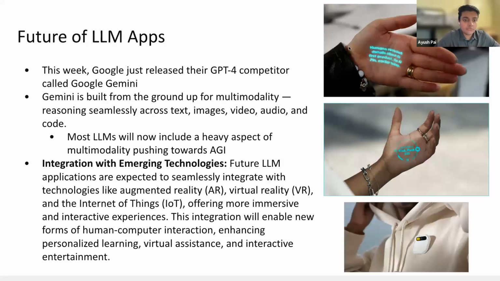So, really, the future, just looking forward, of LLM applications. This week, Google released their GPT-4 competitor called Google Gemini, as we mentioned a couple of times through this presentation. Gemini is built from the ground up for multimodality, and really has reasoning seamlessly across text, images, video, audio. You saw the video of them talking about a duck. They're drawing a duck, they pull up the blue duck or whatever. That was a really cool video, and it shows the direction that large language models are going in and where LLM apps are going as well.